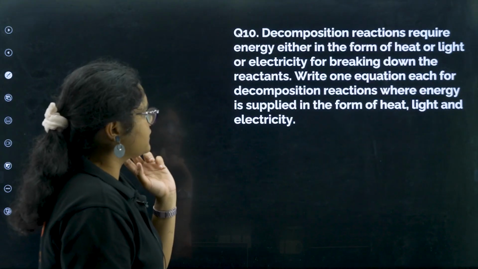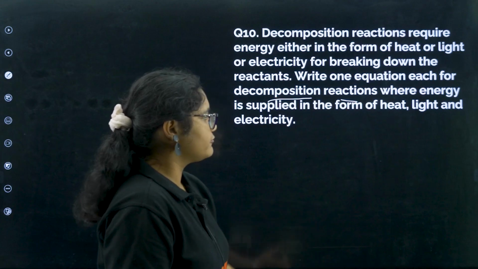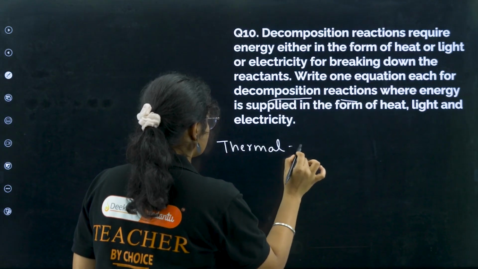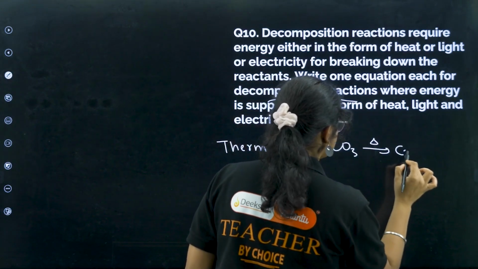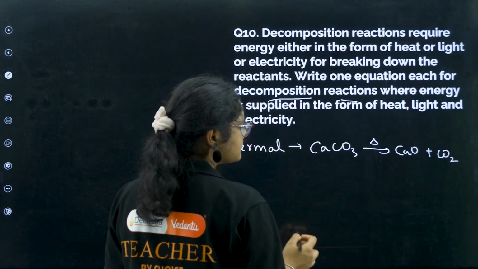Okay, next, decomposition reactions require either heat, light or electricity to break down. Write one equation of each type of decomposition. So if you have thermal decomposition, right? So thermal decomposition is what? Calcium carbonate gives calcium oxide plus CO2. Okay, that is what it is.